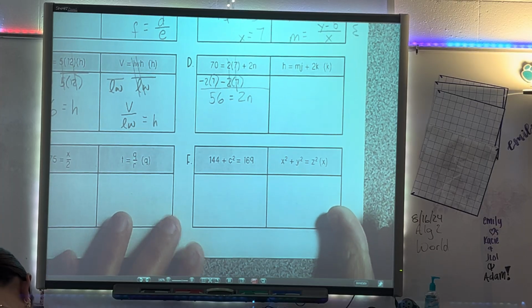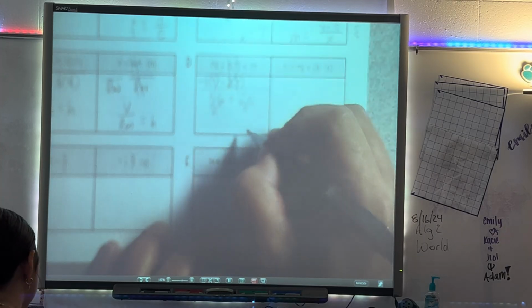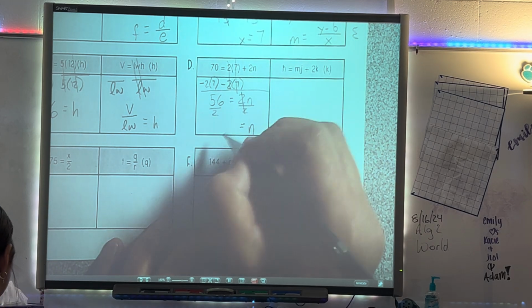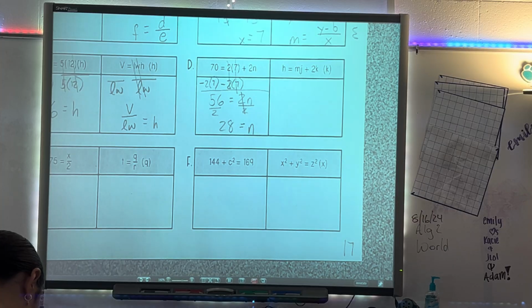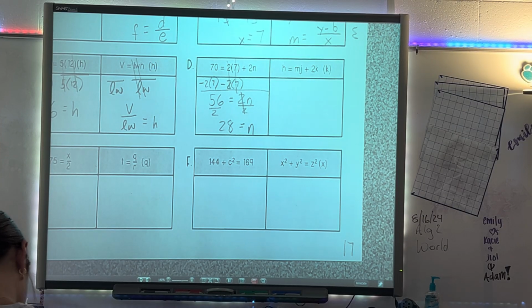Now I can just divide my 2 out. So I have n is equal to 28. Alright? So again, the reason that it's written that way, because it's not really the normal way we would write that, but they wrote it that way because I'm allowed to do it that way with the letters, and they want you to see how that happens.